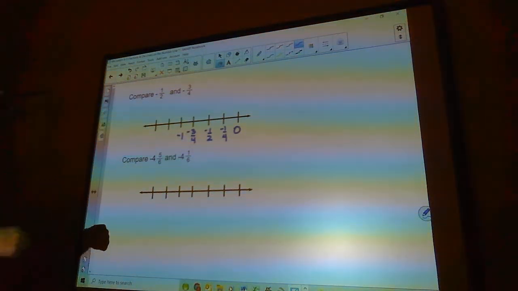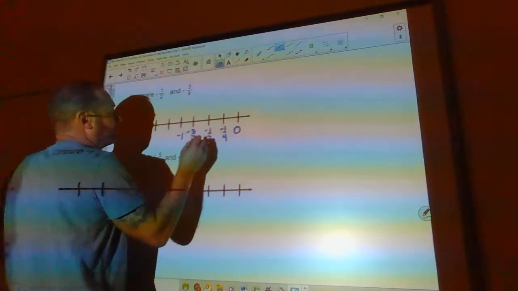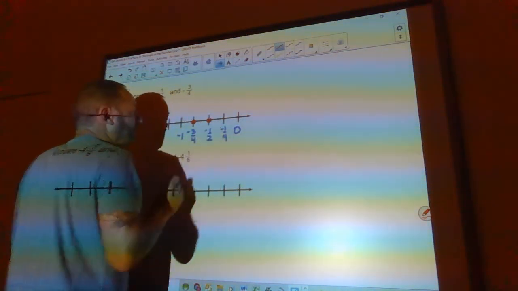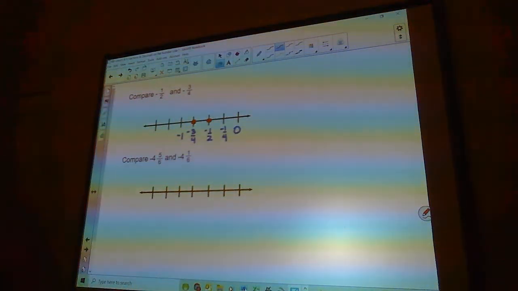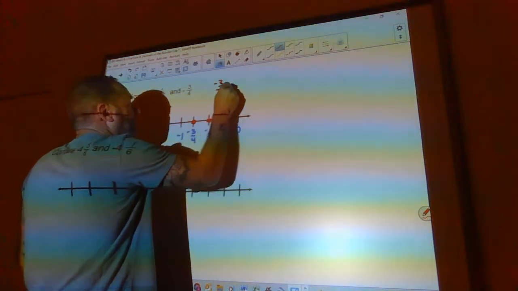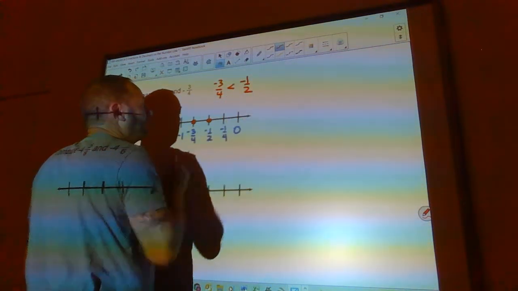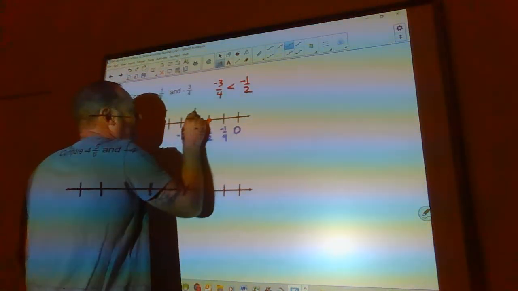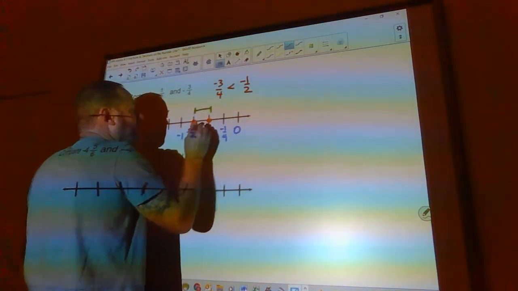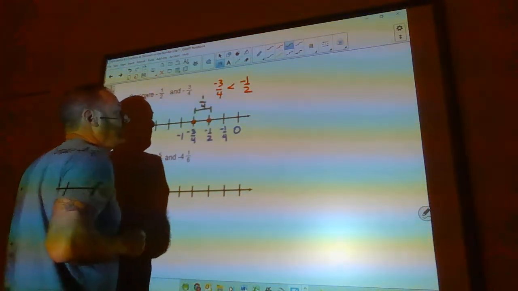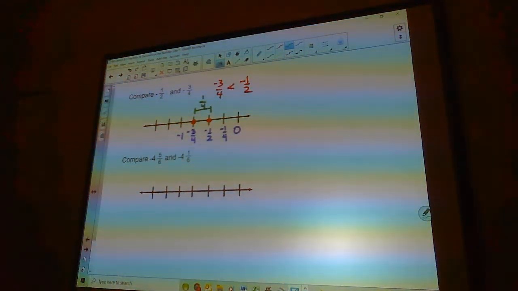That's really all we have to do. So -3/4 would be right here, and -1/2 would be right here. Okay, now remember that the smaller numbers are always on the left, so I can compare them and say, well, -3/4 is less than -1/2, and how much less is it? Well, each one of these spaces right here is 1/4, so it's 1/4 to the left of -1/2.